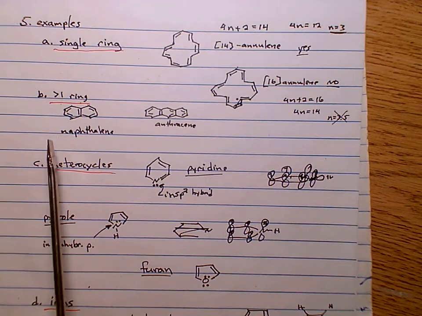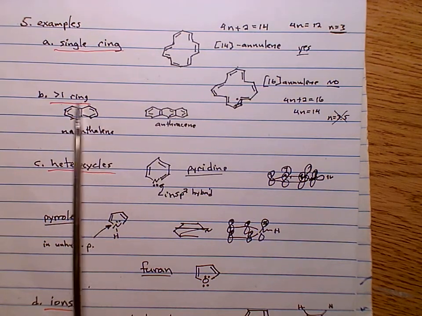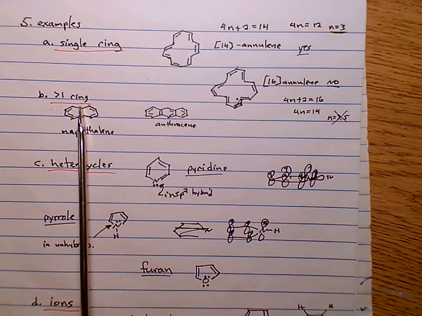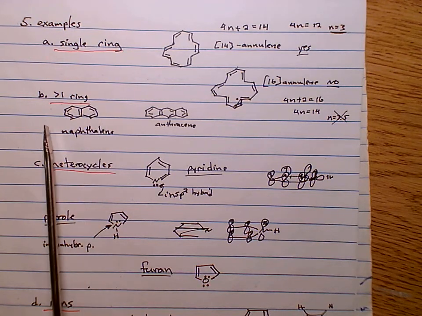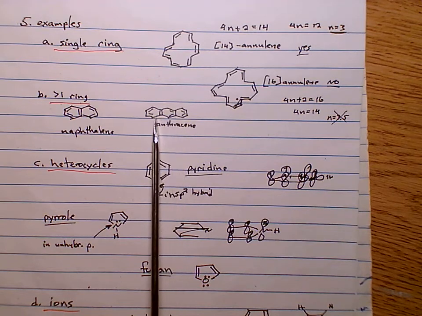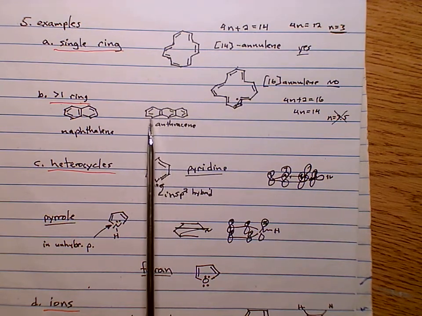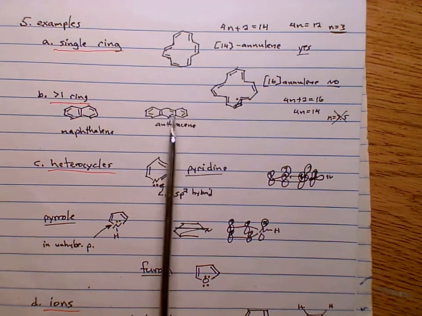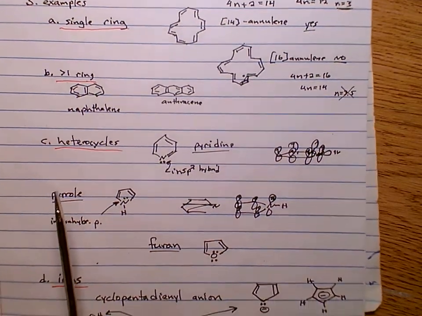All right. Look at this. If you have greater than one ring, naphthalene, it is aromatic. This part is aromatic, and the whole thing is aromatic. Anthracene: there are many ways going through this molecule to satisfy Huckel's rule. This whole thing turns out to be flat. The whole thing is aromatic.